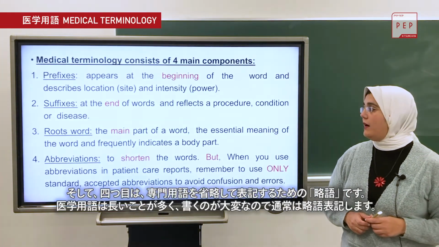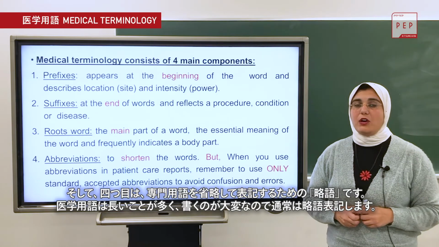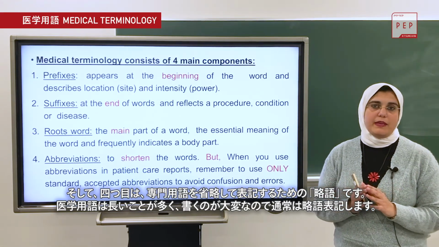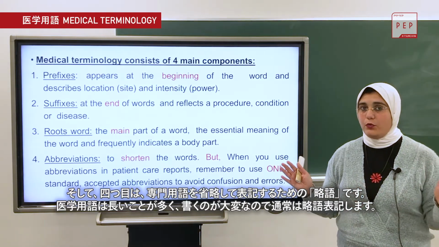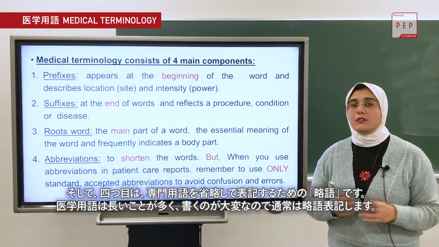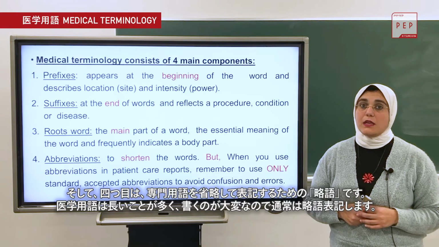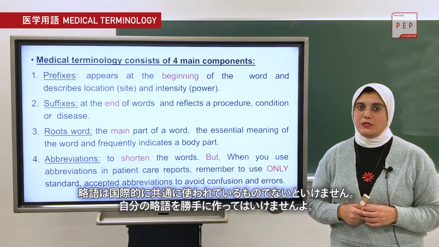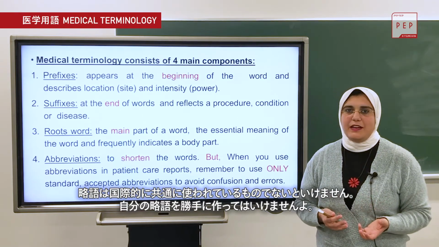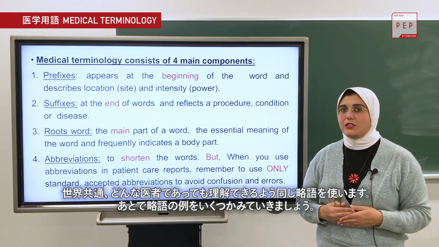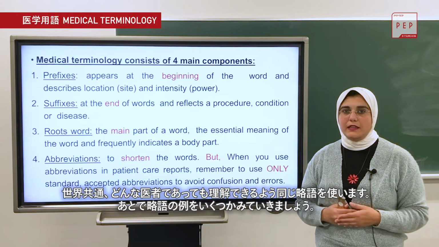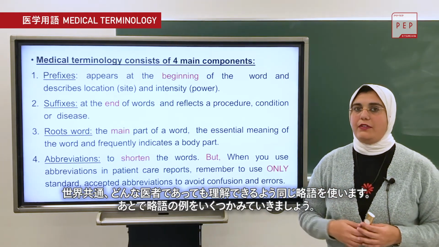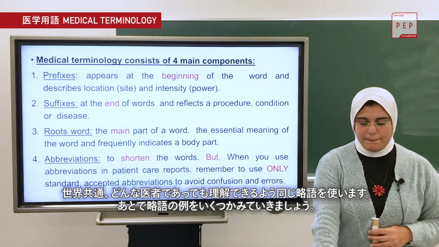The fourth one is abbreviations, which are summarizations of the medical terminology. Maybe a term is composed of 4 or 5 words, so it's too long to write. So usually we use abbreviations. Abbreviations should be internationally used. You don't make your personal abbreviations. These abbreviations should be internationally standard for all doctors to use. Later, we are going to have examples for these abbreviations.